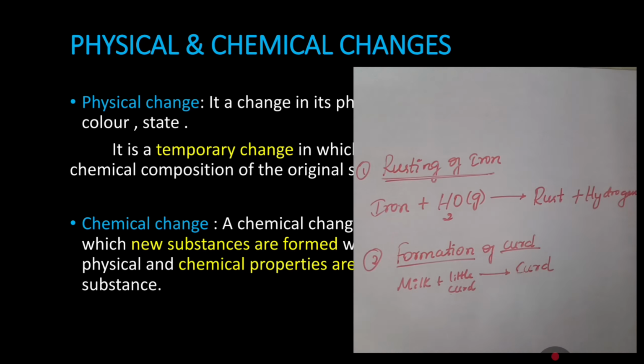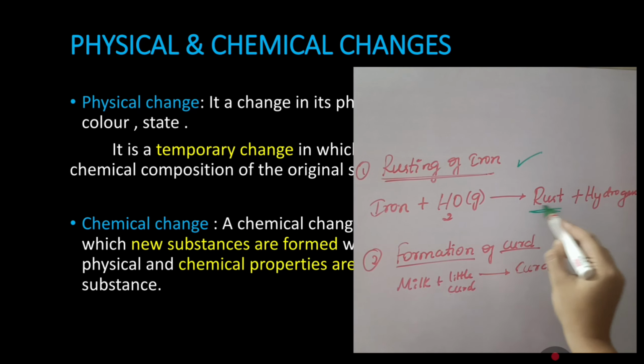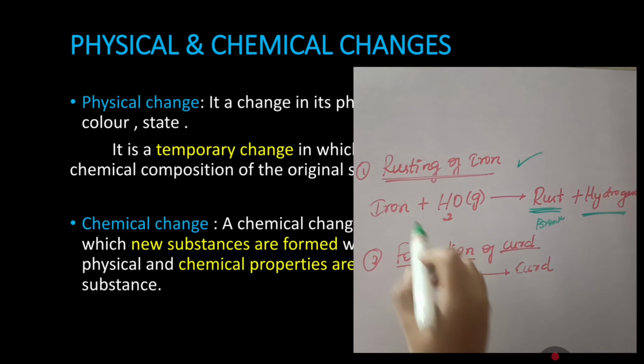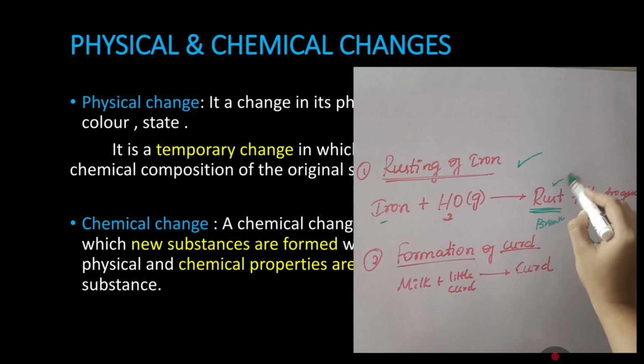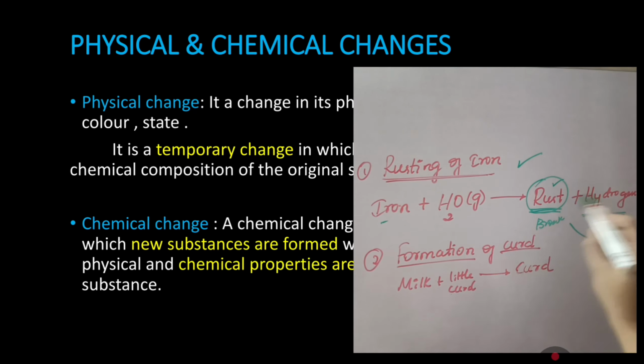One example is the rusting of iron, right? Especially in this rainy season, when you keep iron in the open air with moisture, there's a formation of rust. A brown layer is formed, right? And there's a release of hydrogen gas. The iron's properties are so different from those of the rust. The rust is the new substance formed. Okay, the new substance is formed, and this is a permanent change.